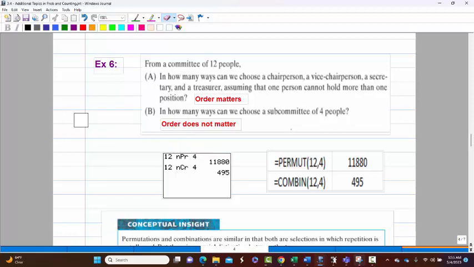Now Part B says, from the same 12 people, we just want to choose a subcommittee of 4 people. And notice it says nothing amongst those 4 people about how they're ranked or titled. We're just choosing 4 people out of 12 to be on this committee, and order does not matter. So if order does not matter, or distinct positions do not matter, that's what makes it a combination. So it'd be 12 choose 4. And you see, it's a much smaller number, 495. Wonderful.